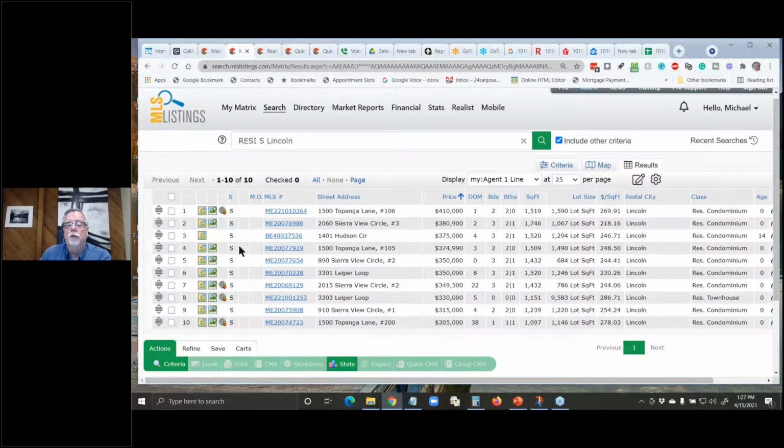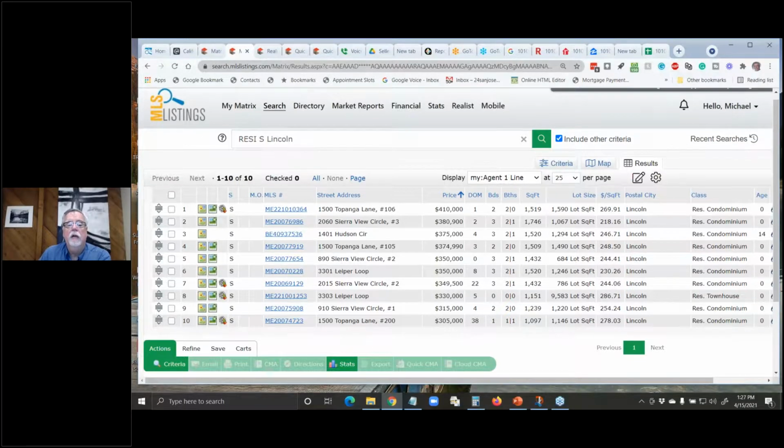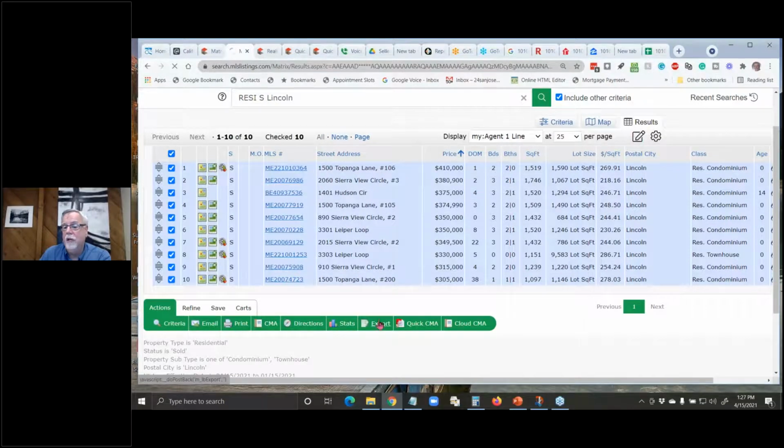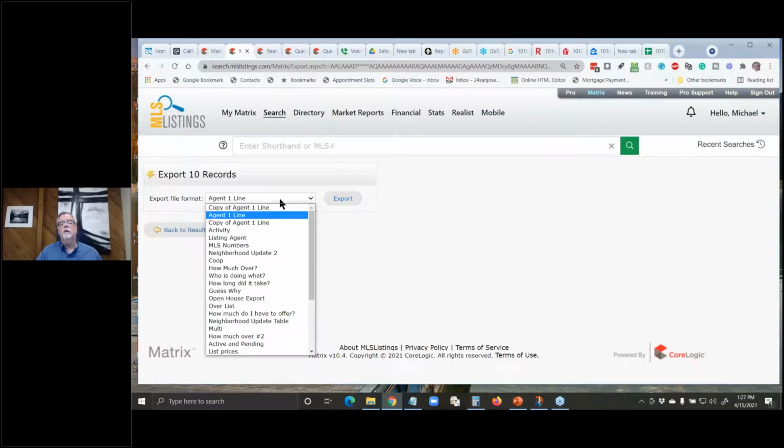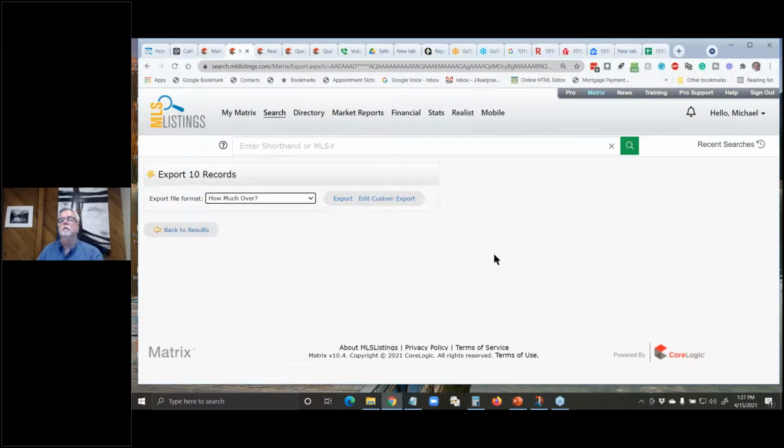These are all of the solds in the last 90 days, condos and townhomes in Lincoln. And what I'm going to do is select them all, and I've created an export. Now, if you're using Paragon or Rapattoni or CRMLS, you're able to modify the display fields and then download the display as a spreadsheet. So you can do this. It just requires a few more steps. I've already created one in Matrix called How Much Over? Right? That's what I called it, because I am not good at thinking of names of stuff.